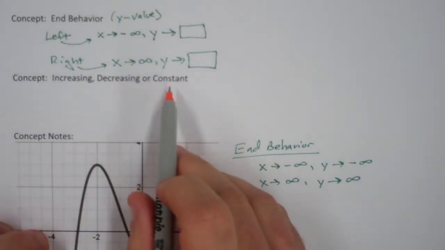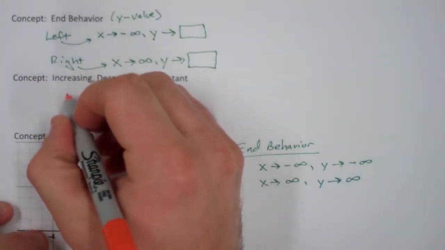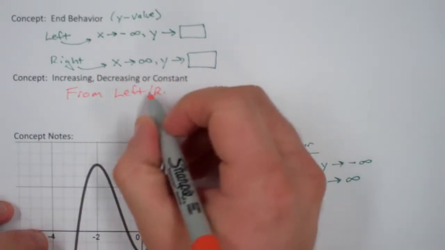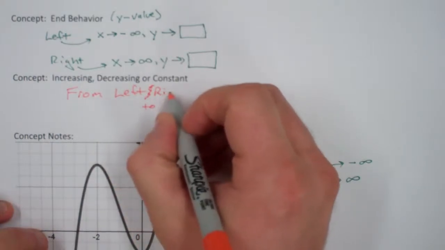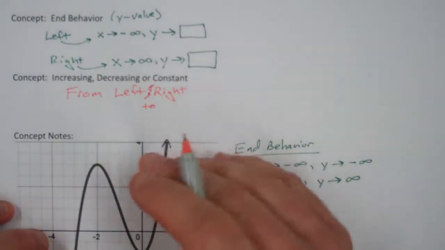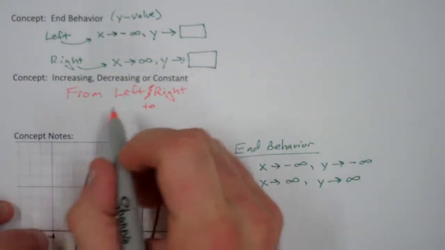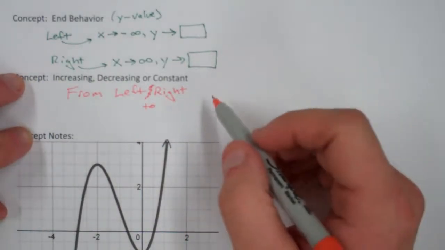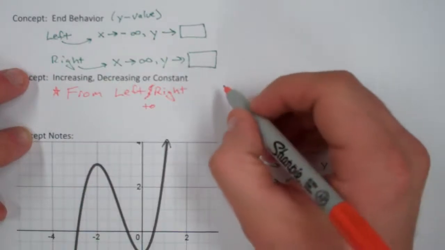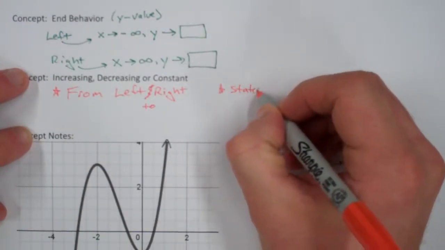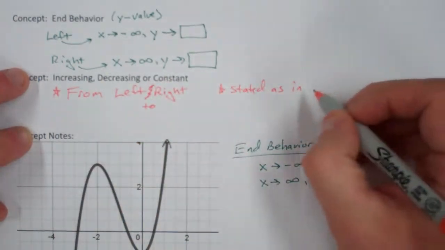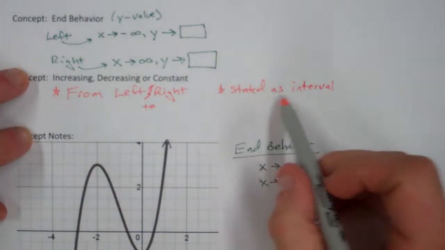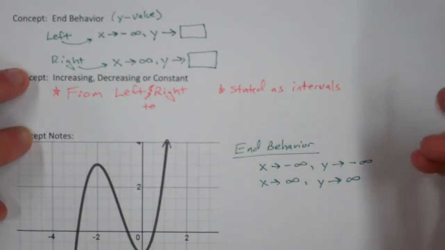Increasing, decreasing, or constant. So this is always from left to right. Always, oops, let's do not left slash right, left to right. So just like you read, or if you were looking at a number line, you go left to right, and that's how we want to look at this increasing, decreasing, or constant thing. And this time we're going to state these as intervals. So these are stated as intervals where the graph is doing that right there. You can use set builder notation, or you can use interval notation, and we're going to use interval notation in this class.